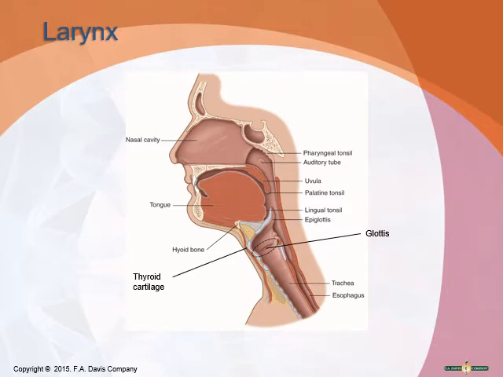They basically get smaller and narrower or wider and further apart to produce sound when air passes over them. This is how you sing and talk and have your voice. And that opening between those cords is called the glottis.